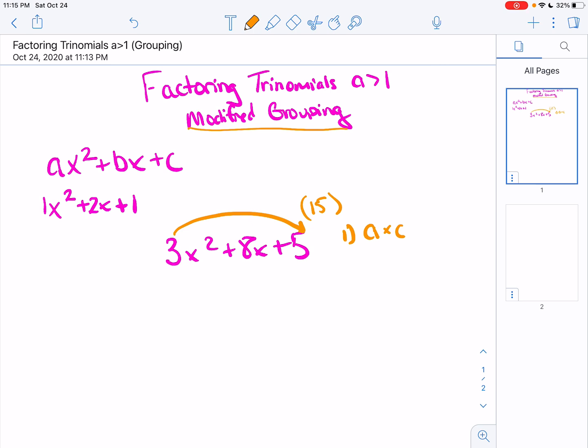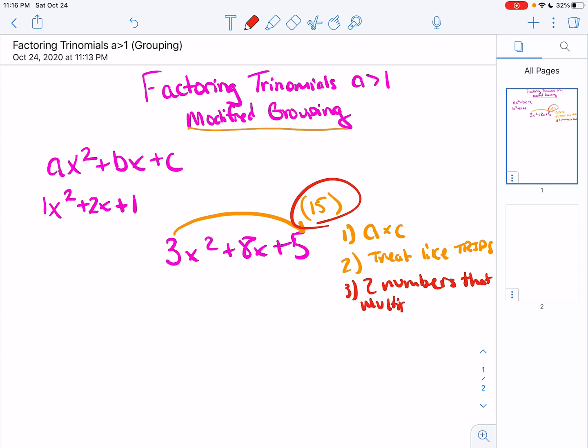So now, at this point, we treat it like trips. We're going to find 2 numbers that multiply to AC and add to B. So we need 2 numbers that multiply to 15 and add to 8. So those numbers are 5 and 3.